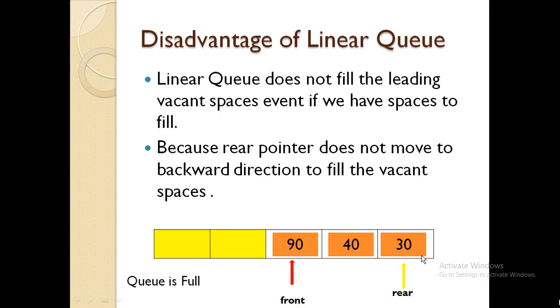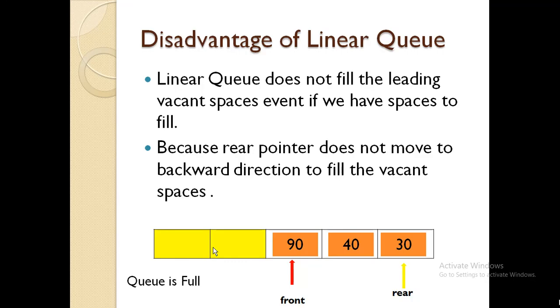The rear pointer will not come back here, so the rear pointer is not reutilized for filling the new element, because it doesn't move in the backward direction. Fine. So this is the disadvantage of the linear queue, which is overcome in further types of queue. Okay, thank you.